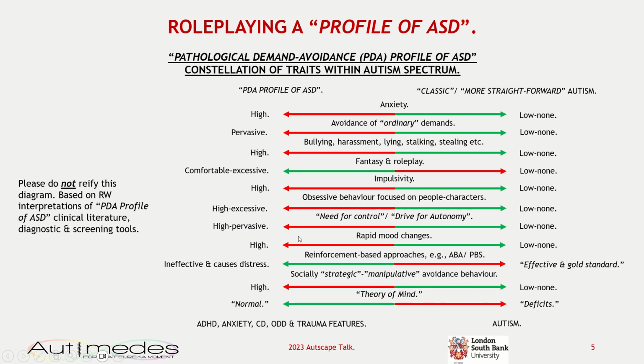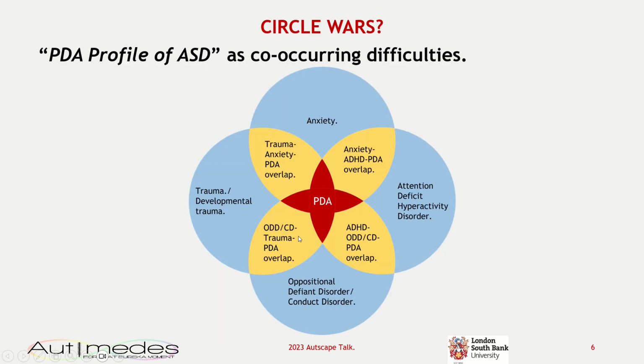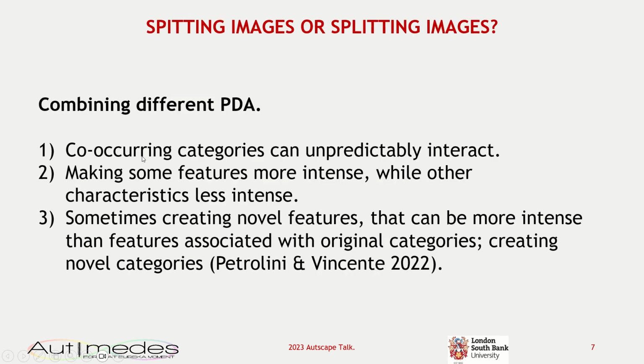Moving on, you can take different aspects of PDA descriptions and attribute them to accepted difficulties or categories. So you could argue that PDA is represented by overlapping features from anxiety, trauma, oppositional defiant disorder, and ADHD. Where they all intersect, it's a kind of variation, and you get PDA here.